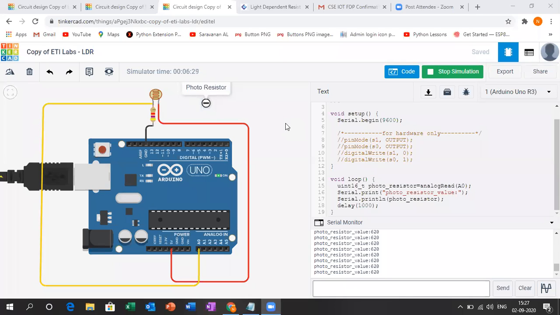You can take some time to do this experiment, and if you have any doubt, you can post in the chat also. And the commented lines are for the hardware only. For simulation purposes, they will not be needed.